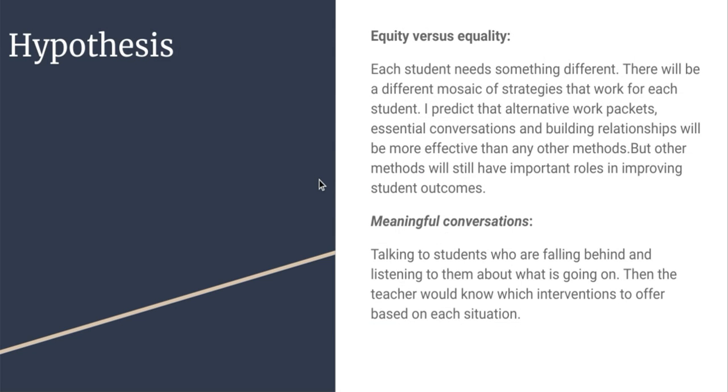My prediction would be that alternative work packets and important conversations and also building relationships would be more effective than other methods. But other methods would still have an important role in improving student outcomes. I think I would need to define meaningful conversation. If a student who is falling behind comes in, then I would definitely need to talk to them about what it is that's holding them back, what's going on with them. And I think I would be better able to offer them interventions based on each situation.